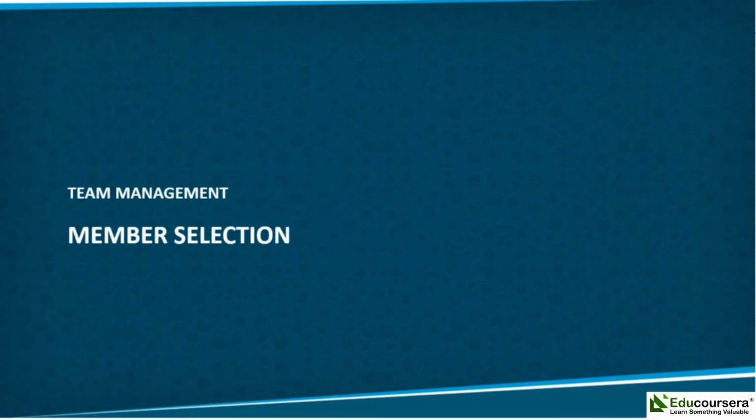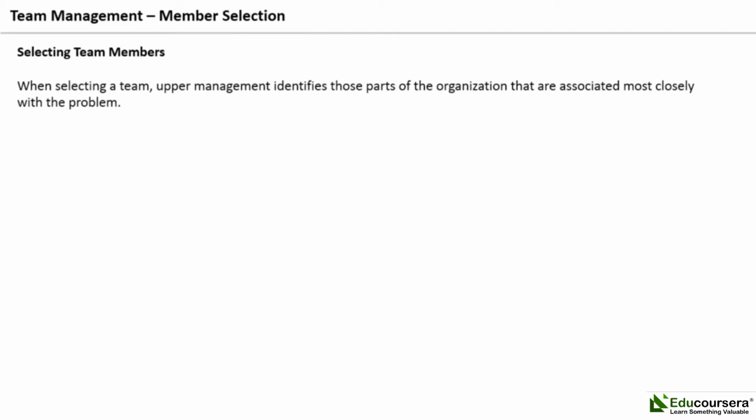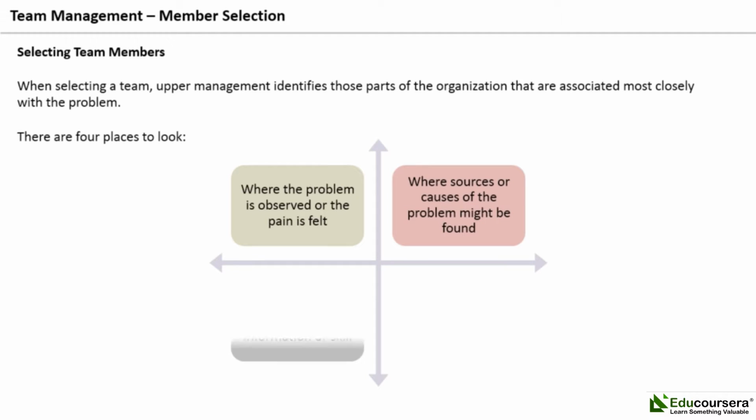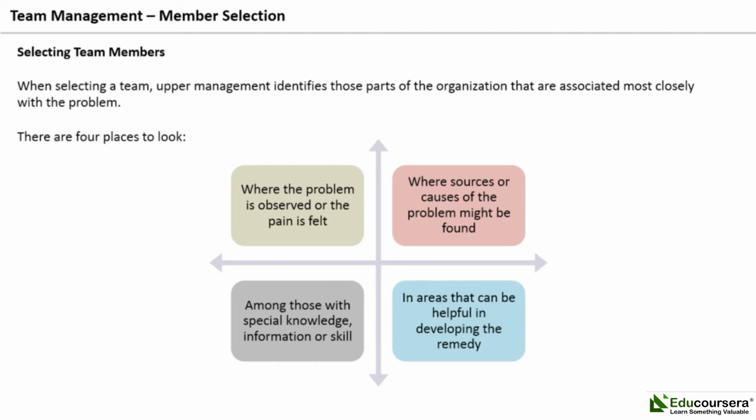Member selection. Team management, member selection. Selecting team members. When selecting a team, upper management identifies those parts of the organisation that are associated most closely with the problem. There are 4 places to look: where the problem is observed or the pain is felt, where sources or causes of the problem might be found, among those with special knowledge, information or skill, in areas that can be helpful in developing the remedy.